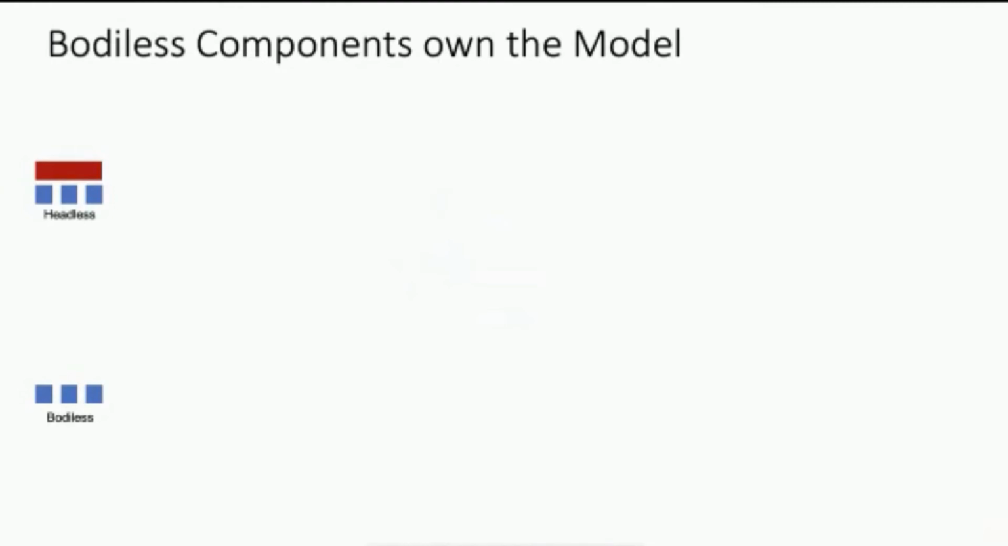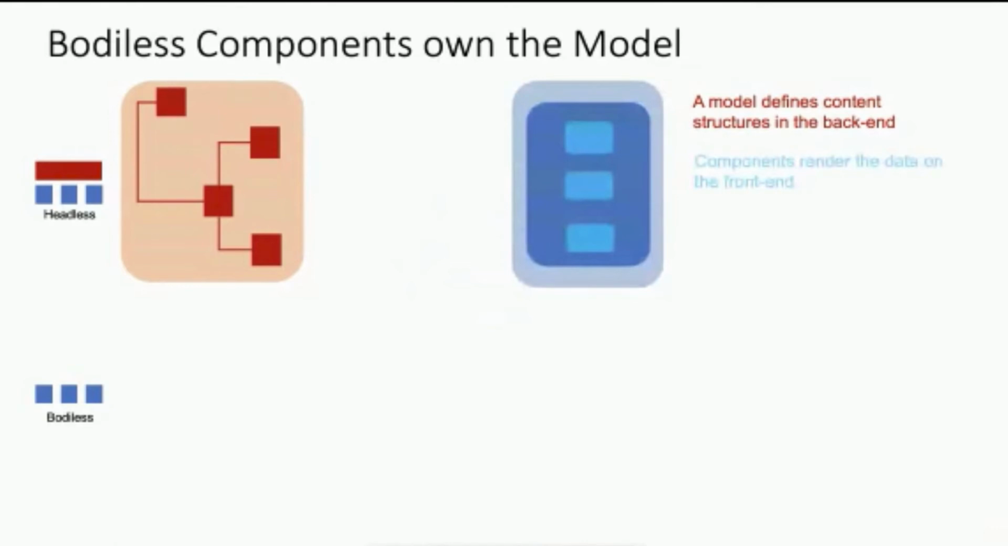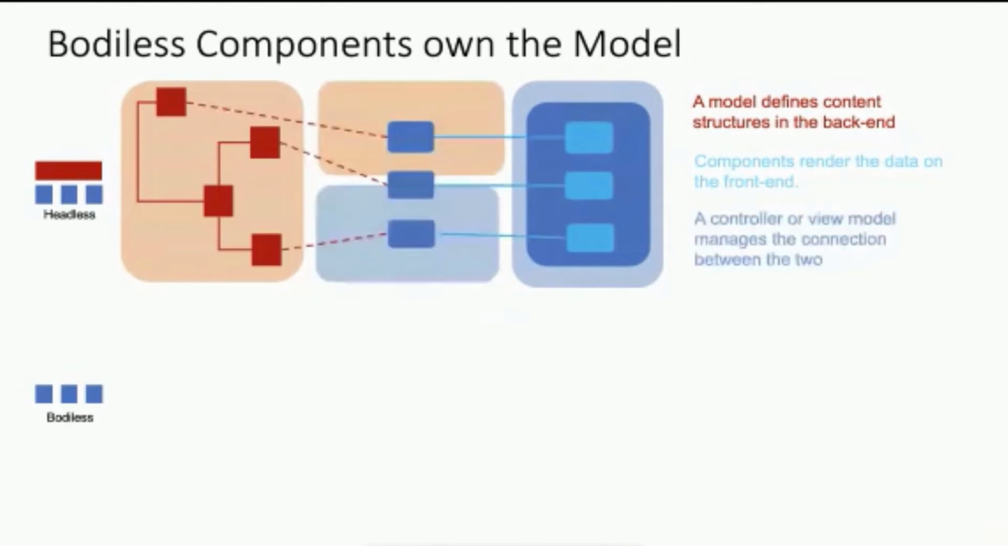So let's look at this in comparison to a typical headless CMS system, right? In a headless system, you have a backend, and in the backend, there is some kind of a data model, which defines the structure of your content and the information architecture, right? And then on the front end, if you're doing component-based design, you have a set of components that are capable of rendering that content, serving it up as a view to site visitors. And then in between them, you have a controller or a view model, which manages the negotiation between the needs of the view, the content that the view can render, and the content that's structured in the backend.